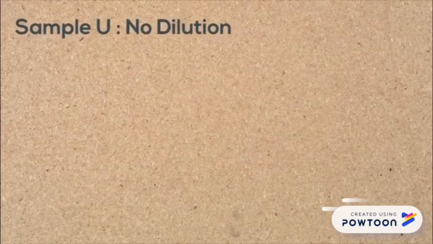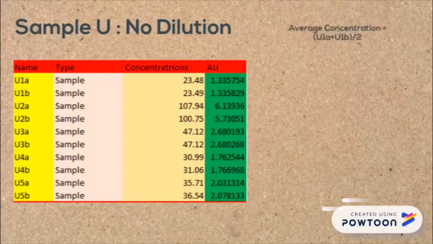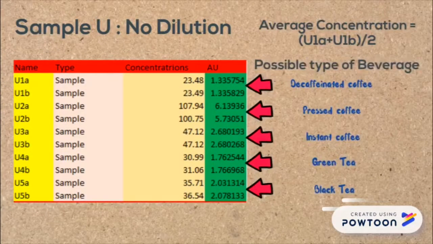When there's no dilution, the strongest absorption values are recorded. Based on literature values, U1 could possibly be decaffeinated coffee, U2 with the highest concentration can be pressed coffee, U3 can be instant coffee. U5 and U4 have close concentrations, hence they could be black or green tea respectively.